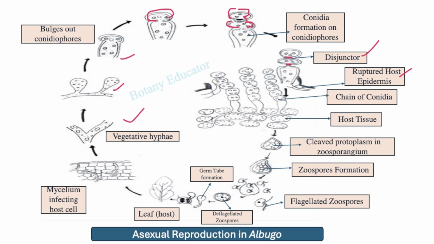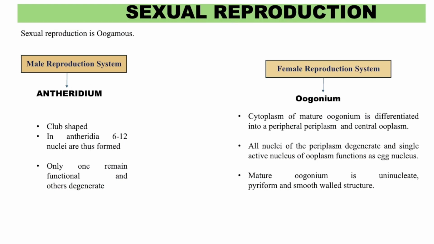It has to again form vegetative hyphae. So it has to complete its life cycle. So it will form zoospores, right? This is the asexual cycle. Then what will it form? It can form gametes also through the sexual cycle. So sexual reproduction is of the oogamous type.